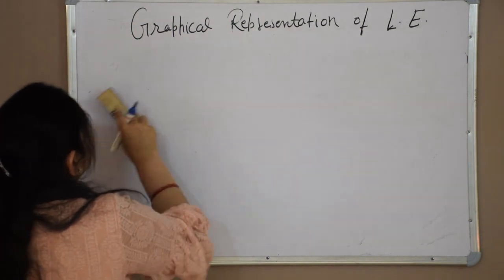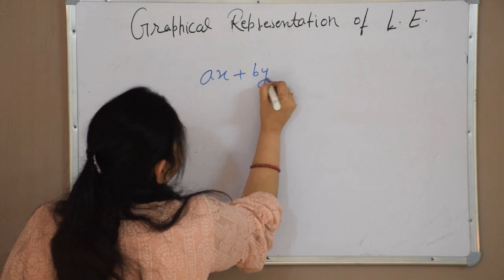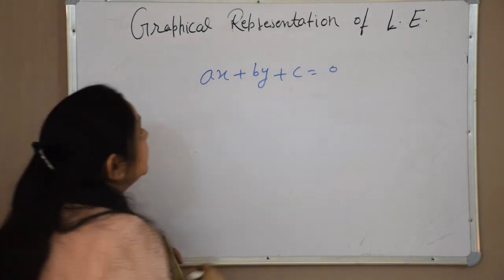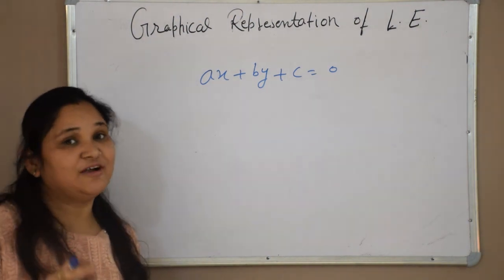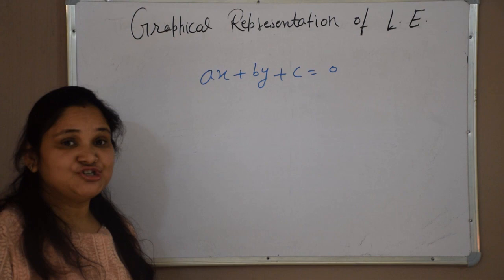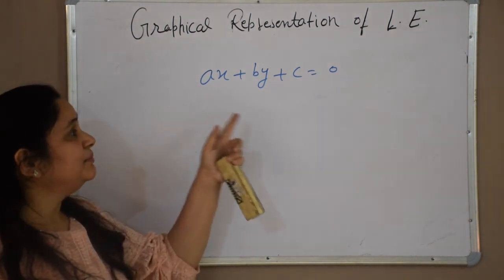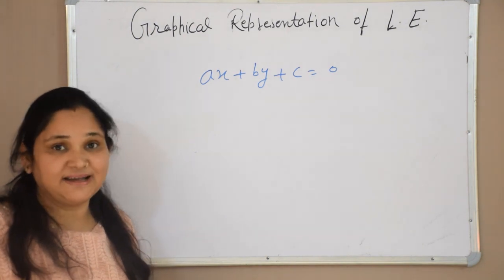Now I would like to ask you something. For ax plus by plus c is equal to 0, can a, b, c be irrational numbers? This you have to think and tell me in the comments: my question is whether a, b, c can be irrational numbers. They can be √2, √3 like that also.